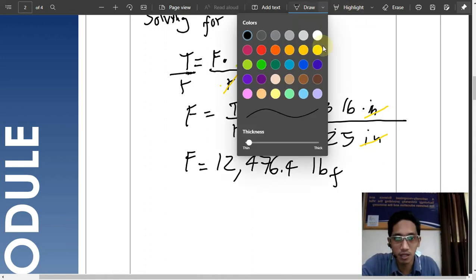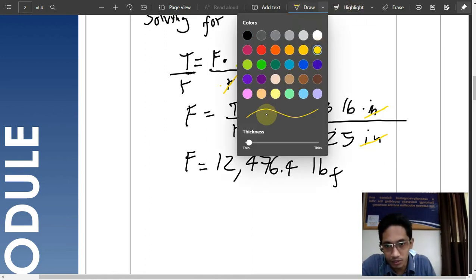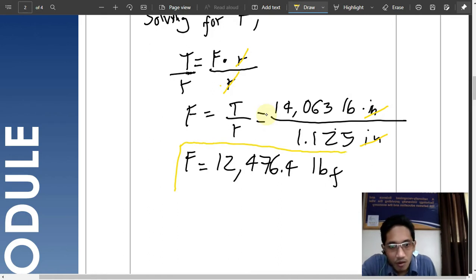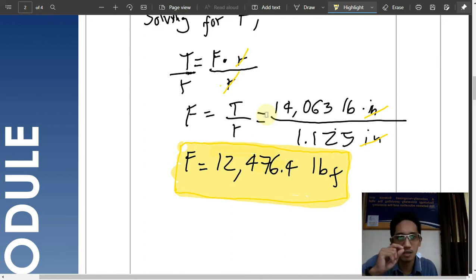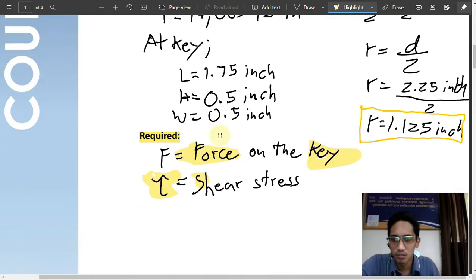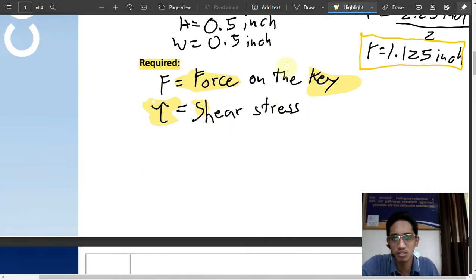So number 1 has this answer: the force exerted on the key is 12,476.4 pound force. That is worth 5 points. As much as possible, elaborate your solution. It is good practice so that if you made a mistake, at least the instructor can check your steps. So number 2, solving for shear stress.